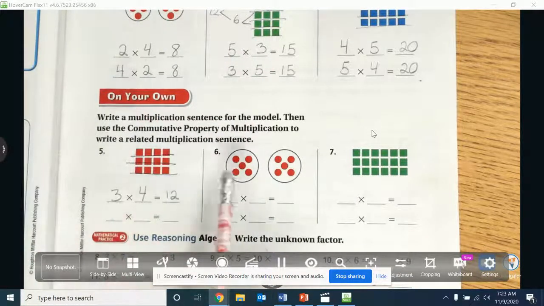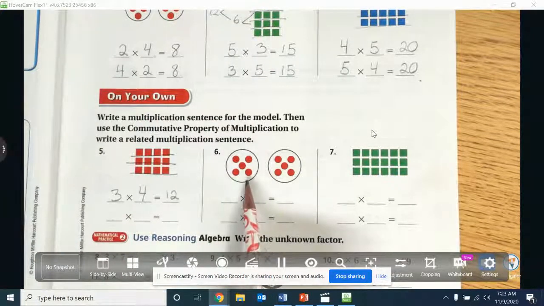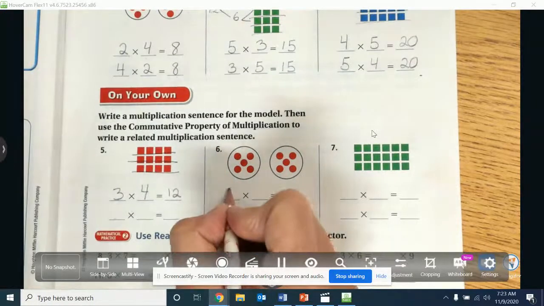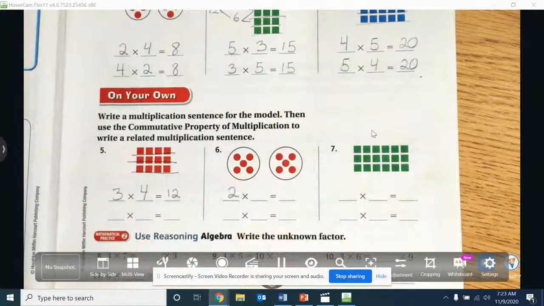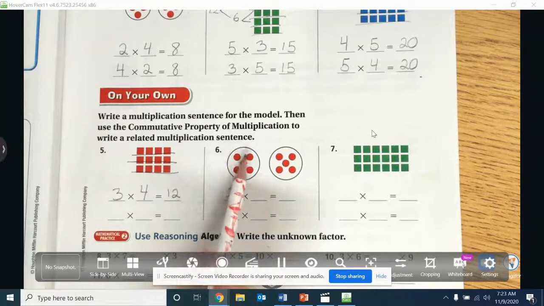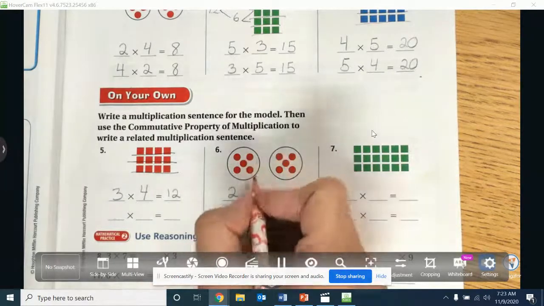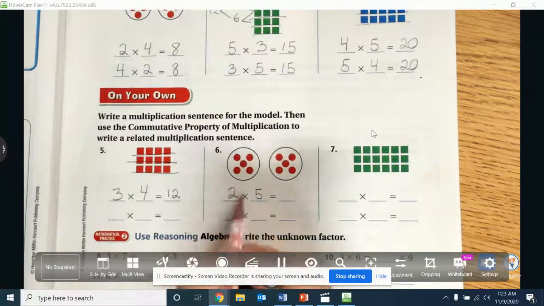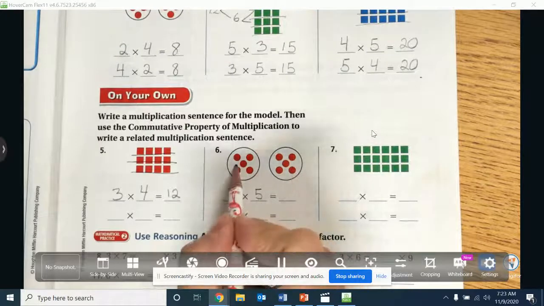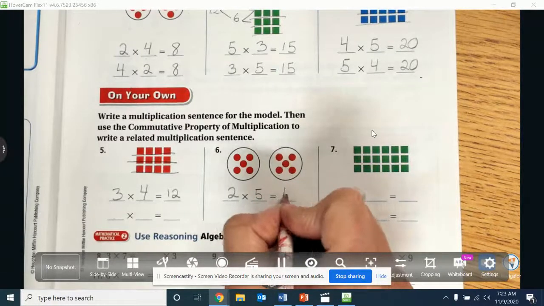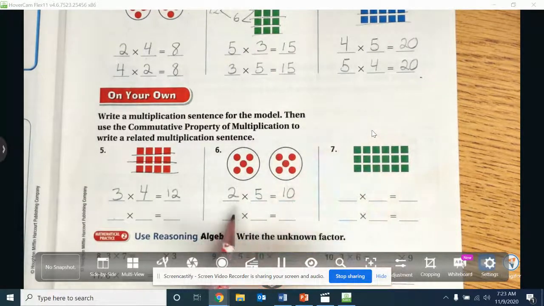Okay, when you're done, number 6. How many groups? 1, 2. There are 2 groups of how many in each group? 1, 2, 3, 4, 5. 2 times 5 equals 5, 10. Give me a related multiplication sentence using the commutative property. Remember, the order of the factors can be switched around, but we get the same product.